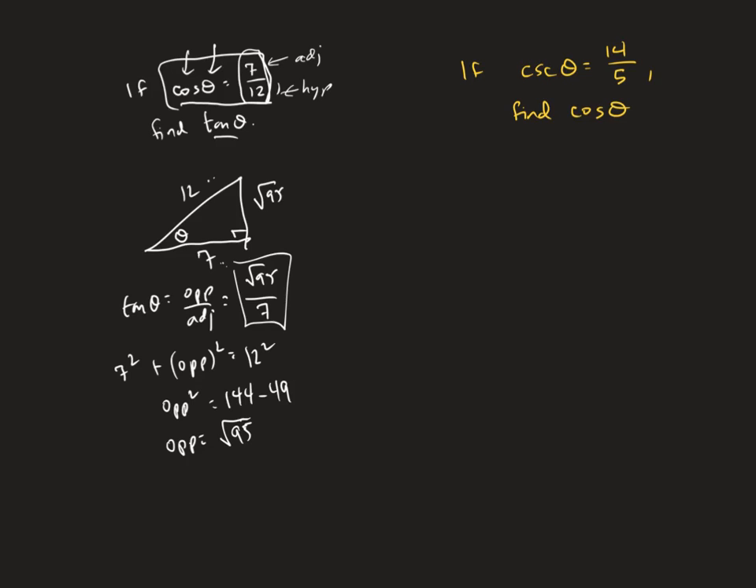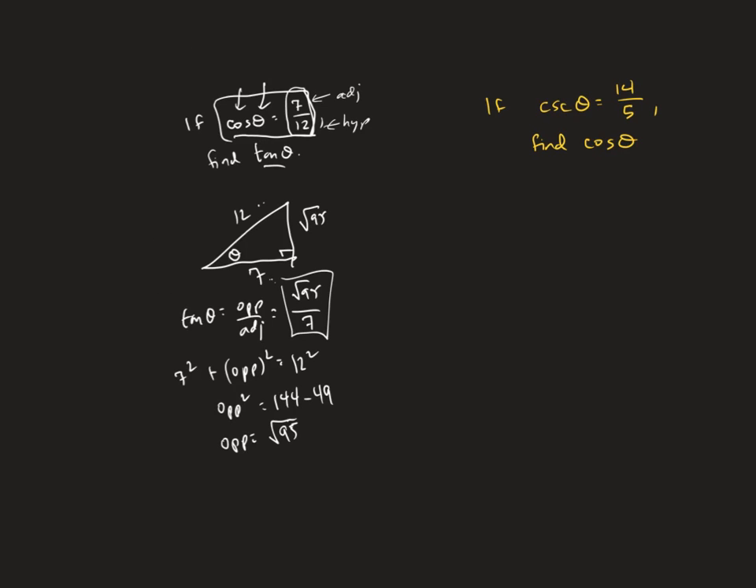So now I'm going to do this other problem the same way. I'm going to draw a right triangle. I'm going to label one of the acute angles theta. I've got cosecant, which is the reciprocal of sine, so that's hypotenuse over opposite. So I'm going to label the hypotenuse as 14, the opposite side as 5. I want cosine, which is adjacent over hypotenuse.